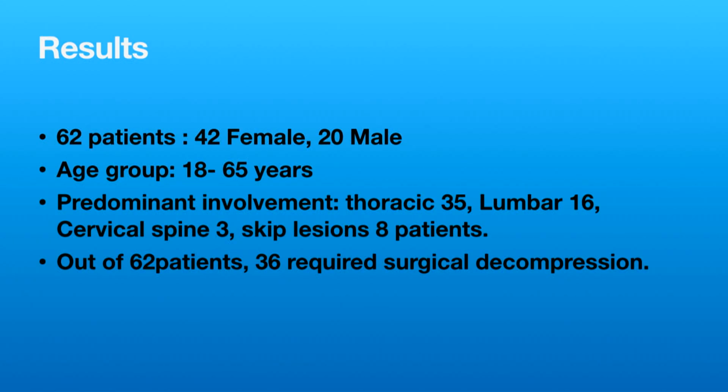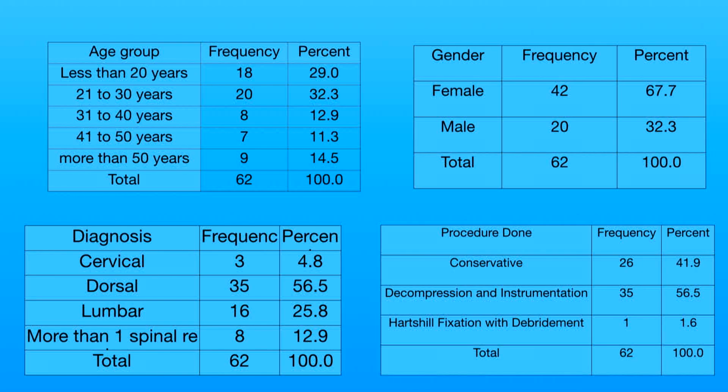The results were, we had 62 patients, out of which 42 were females and 20 were males. The age group was from 18 to 65. Predominantly, we had more cases of thoracic spine, followed by lumbar and cervical spine. 8 patients had skip lesions, and out of 62, 36 required surgical decompression as per the Middle Path regime. The commonest age group was between 21 and 30 years. Females were more common, and the level of involvement was dorsal more, followed by lumbar and cervical.